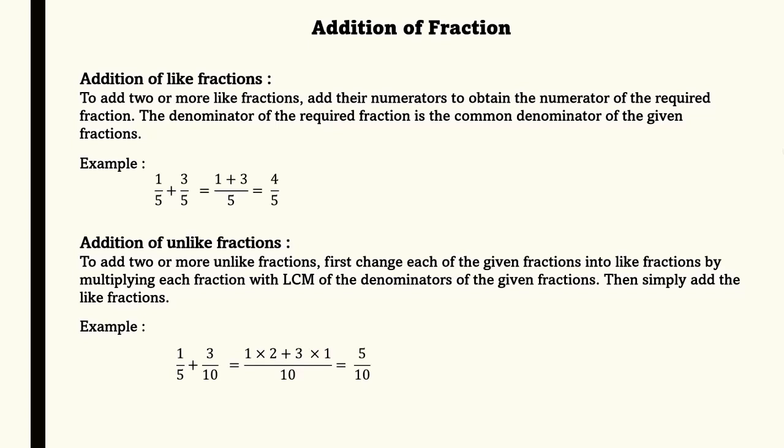As you can see here, 1 by 5 plus 3 by 10. So as we can see here, the LCM is 10. So 5 2s are 10. So 1 into 2 plus 3 into 1, which is equal to 5 by 10.